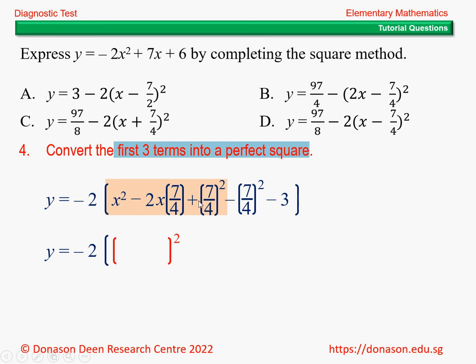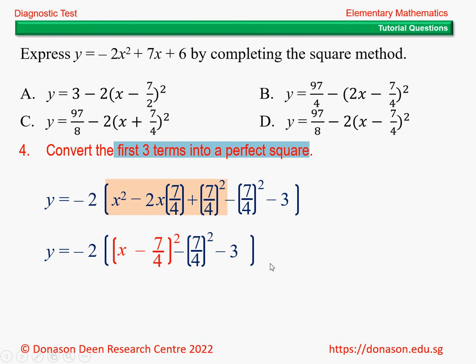So if you recall the perfect square, your a is x and your b is simply 7 over 4. So we're going to write x, and since this is a minus sign, we put a minus, and 7 over 4 is the b, so 7 over 4 squared. So this is your step number 4. So we have converted this into a perfect square right now. And what is left? We have got these two numbers, so we need to simplify them.